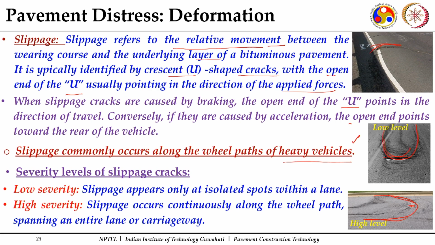Now, low severity cracking and high severity cracking, two levels are mentioned for it. Slippage cracks occurring at isolated spots within a lane, at some isolated locations, we will call low severity cracking. And if it happens continuously along the wheel path, so very frequently you will see it along the wheel path, so that the top layer is getting slipped from the bottom layer, we will call it high severity slippage cracking.